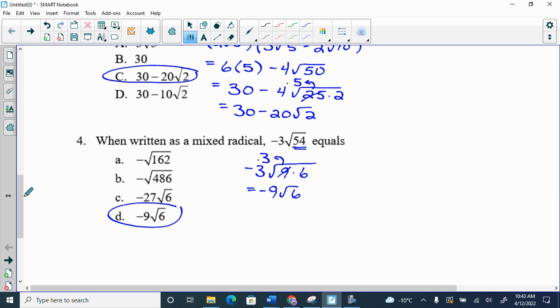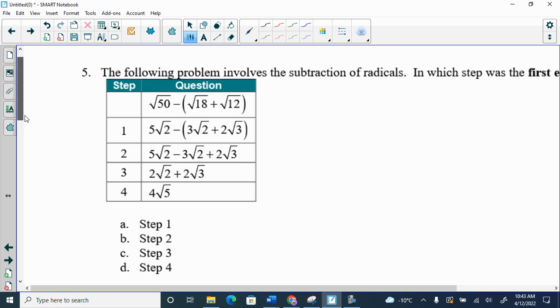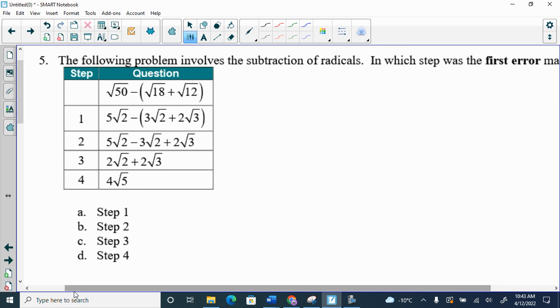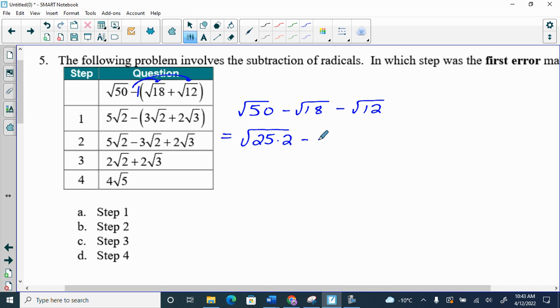All right, number 5. So here we have the following problem involves the subtraction of radicals. So if we have a minus sign, we actually have to make sure that we distribute the minus sign through. So we're going to get root 50 minus root 18 minus root 12. Root 50 breaks down into 25 and 2. Root 18 breaks down into 9 and 2. And then root 12 breaks into 4 and 3.